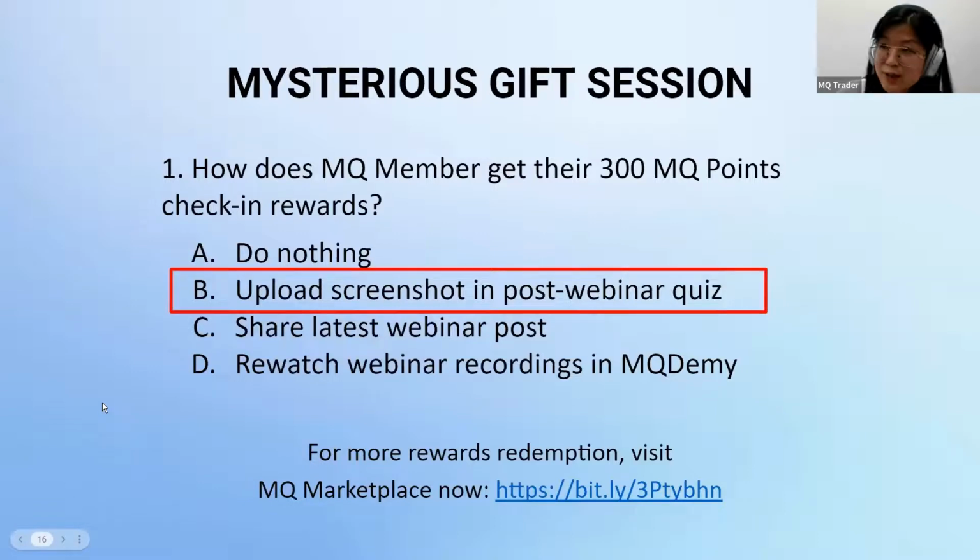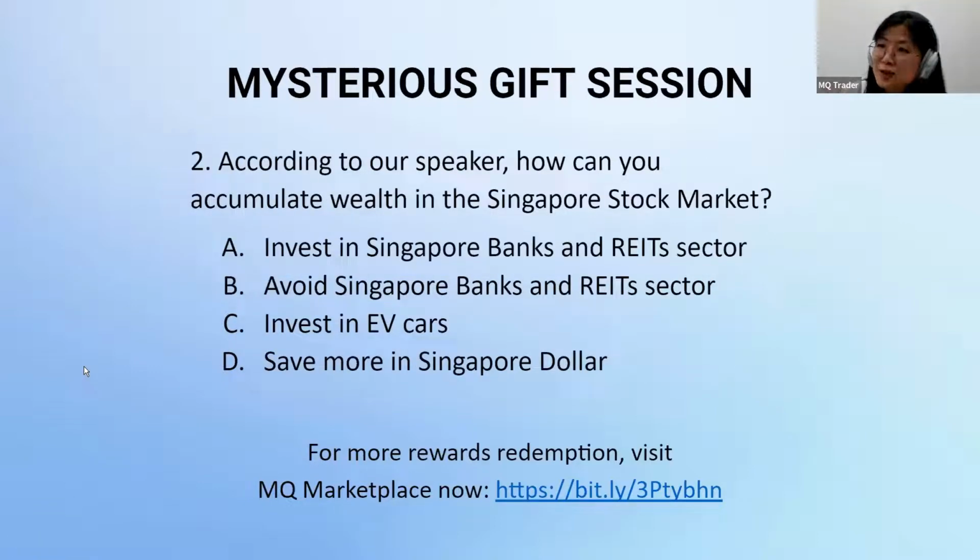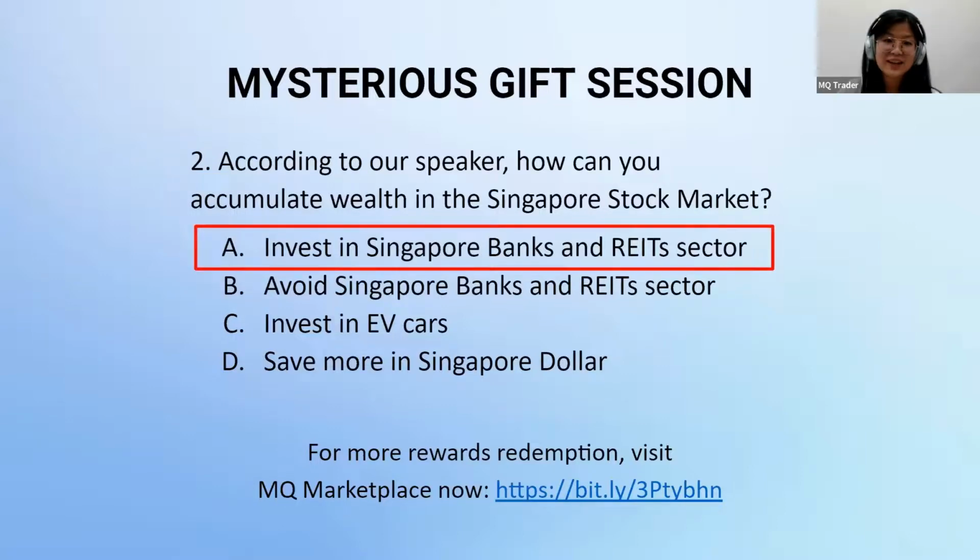Number 2, ready, go. So according to our speaker, how can you accumulate wealth in the Singapore stock market? This should be an easy one as well. This is our title. So what's the answer? Okay, I see lots of correct answers now. Okay, the answer is A, to invest in Singapore banks and REITs sectors, which is a good way to accumulate your wealth.